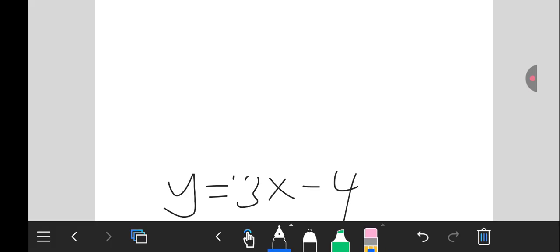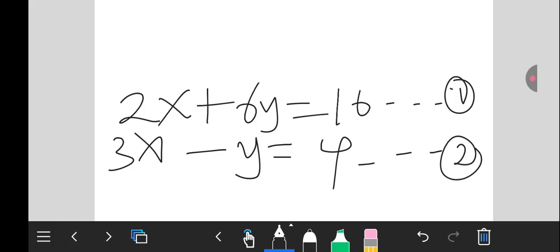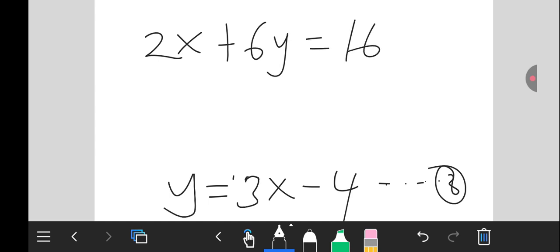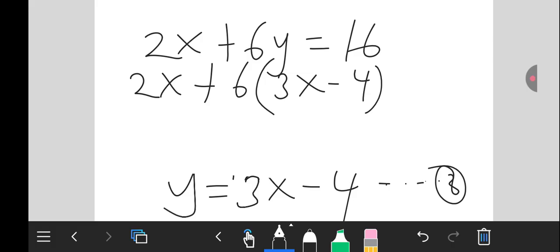Substitute equation 3 into equation 1. So let's solve equation 1: 2x plus 6y is equal to 16. Where there is y, we substitute 3x minus 4. So it will be 2x plus 6 times (3x minus 4) is equal to 16.